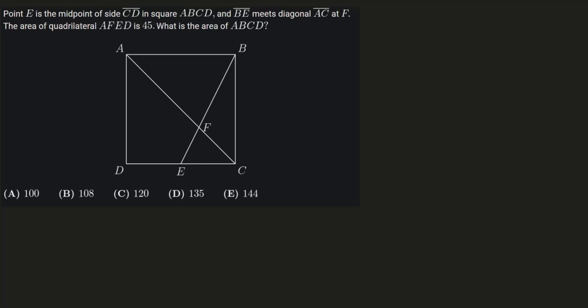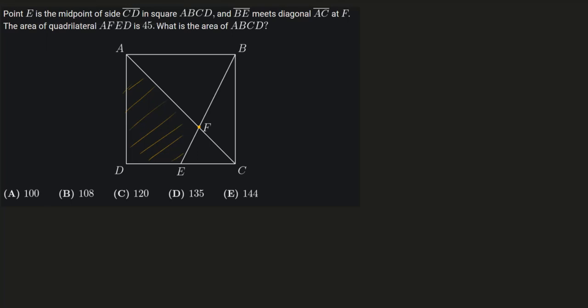Let's look at this geometric problem. Point E is the midpoint of side CD in square ABCD, and BE meets diagonal AC at point F. The area of quadrilateral AFED, that's this, is 45. What is the area of ABCD?